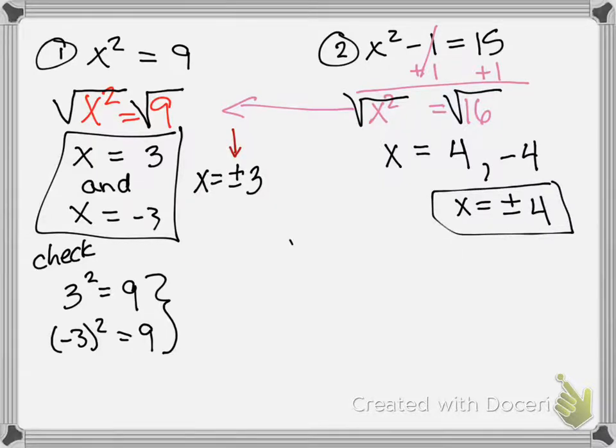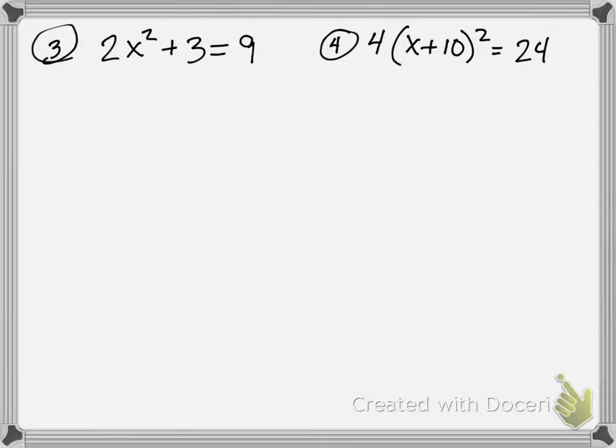So let's take a look at 2 more examples. So number 3, we got 2x squared plus 3 equals 9. So this one, I have the x squared that I need to isolate. So if this was a normal equation, and by normal I mean if it didn't have that x squared, I would move the 3 and then move the 2. So I'm going to repeat that same process even though I have a quadratic. So I'm going to subtract the 3 first.